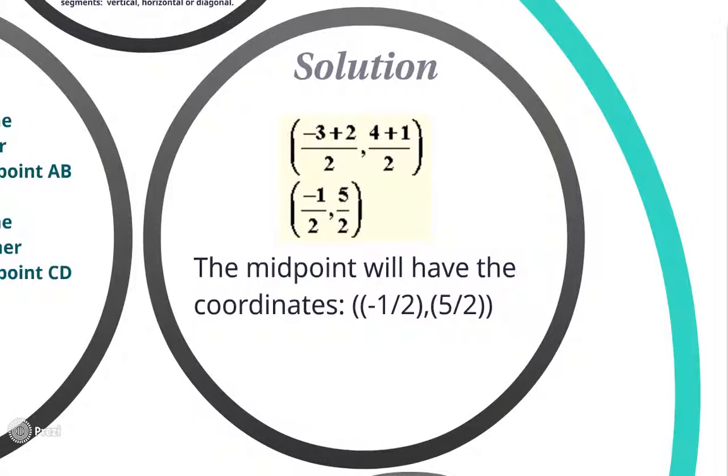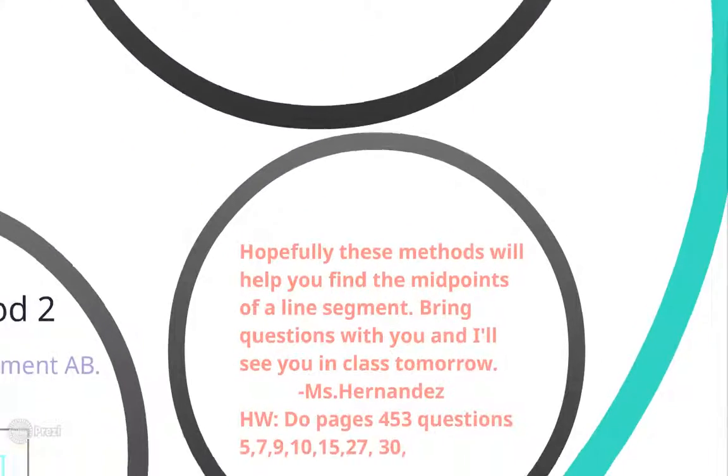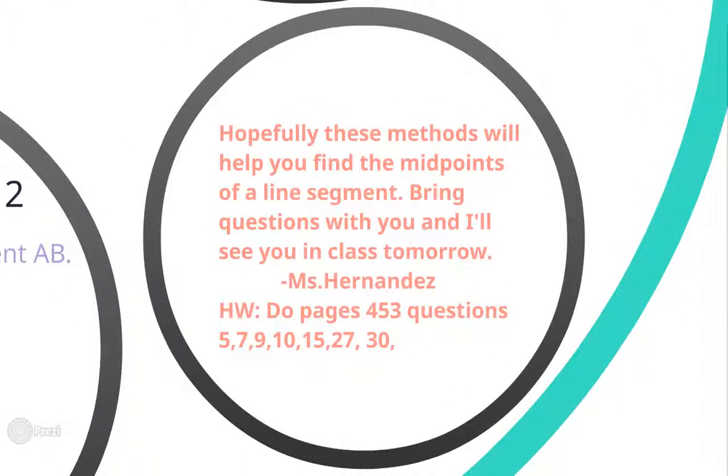So my solution: the midpoint will have the coordinates (-1/2, 5/2). As you can tell, in the previous method my coordinates were decimals and these coordinates are fractions. So when you have any coordinates, they can be in fraction form or in decimal form. Hopefully these methods will help you find the midpoints of a line segment.